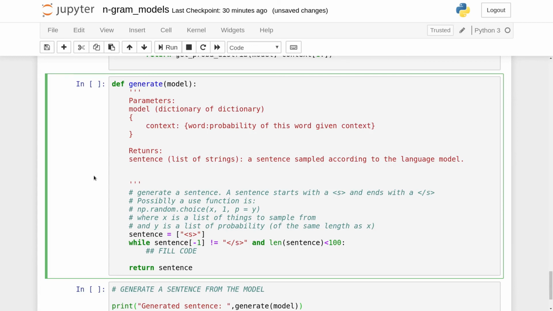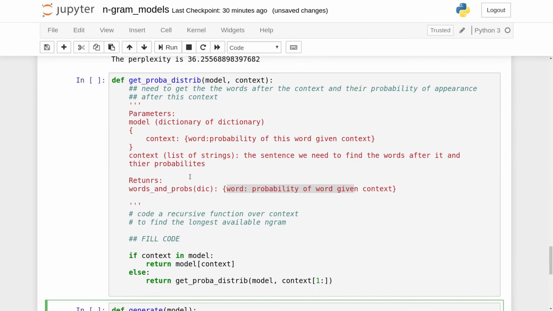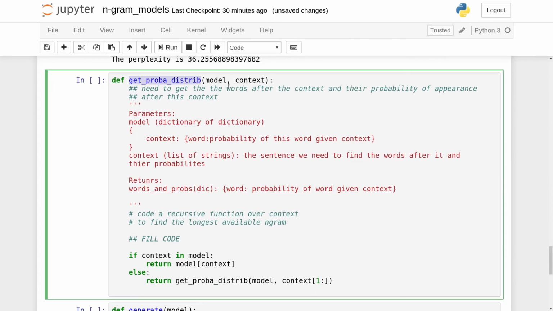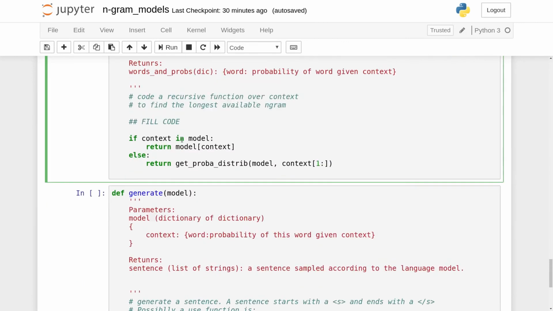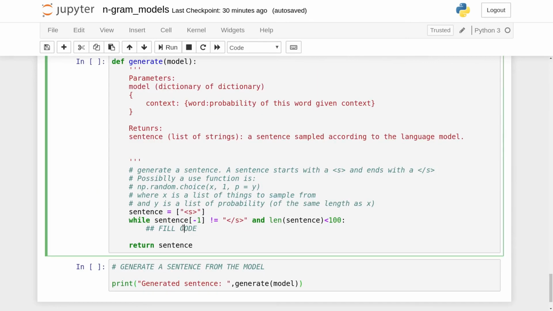So in this case, we'll start the sentence with a start token, and then using the probability distribution that we're going to build here, given a context, we will get a word. Okay, we'll get a set of words, we're going to use one of them based on their probabilities, and using this function we can generate words. So how are we going to do that?